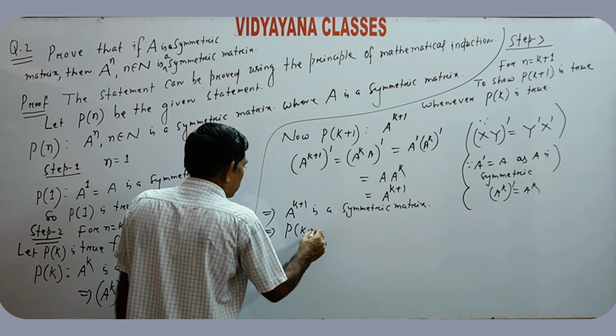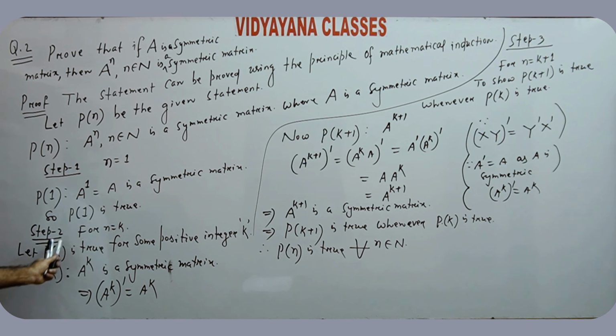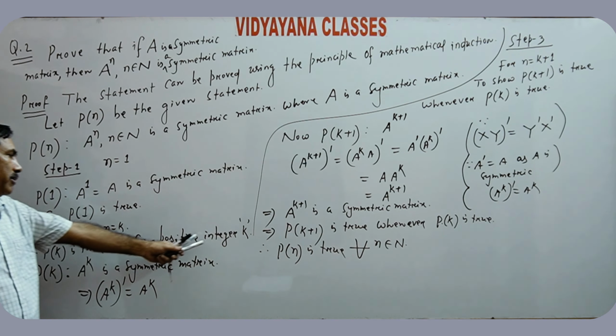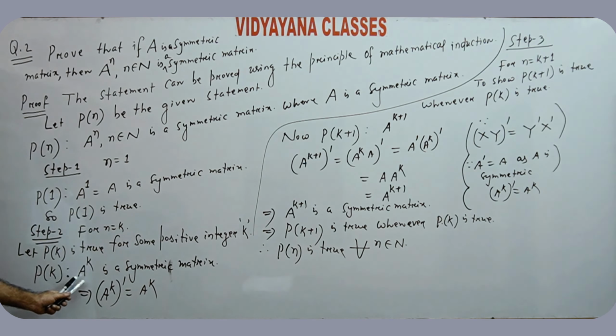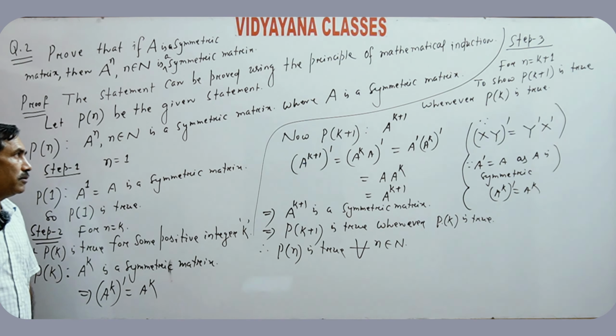In mathematical induction, the first step must be proved for n is equal to 1. A to the power 1 is equal to A is a symmetric matrix since it is given A is a symmetric matrix. So P1 is true. The second step is assumed that Pk is true. For n is equal to k, Pk is true for some positive integer k. Pk such that A to the k is a symmetric matrix. By the definition, transpose of A to the k is equal to A to the k.